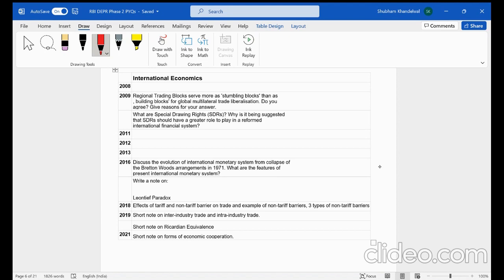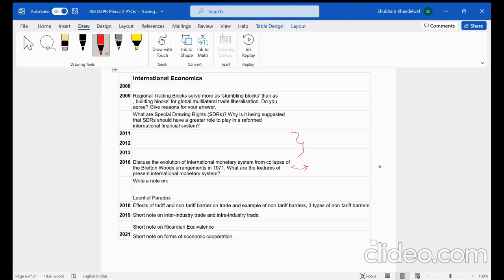And then there was a break of 3 years. Nothing was asked from international economics. And then in 2016, they asked a question on the evolution of the international monetary system after the collapse of the Bretton Woods system in 1971, and what are the features of the present international monetary system? So this is straight away from the Salvatore book. There is a specific chapter which deals with the evolution of the international monetary system. Then they asked another one in 2016. That was a short note on the Leontief paradox.